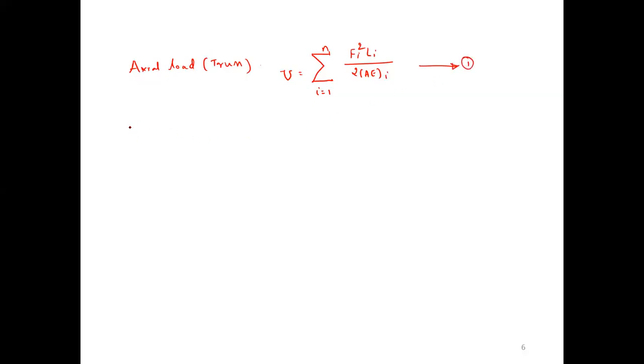What is the equation we derived for flexure, that is for beams and frames? U equals the summation of the integral of Mx square dx divided by 2EI, right? So this is equation number 2.